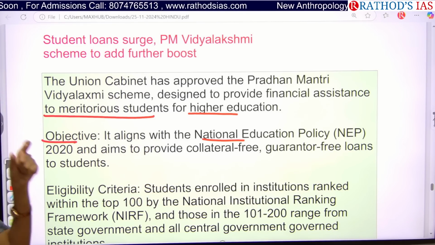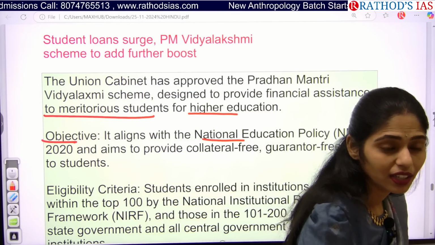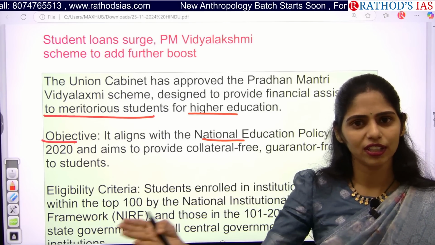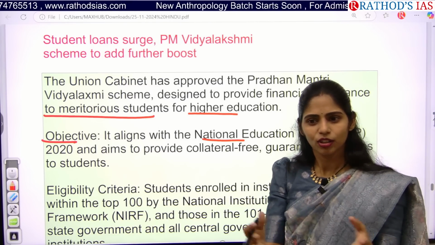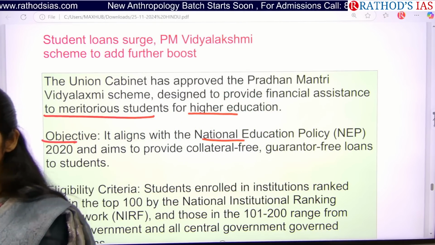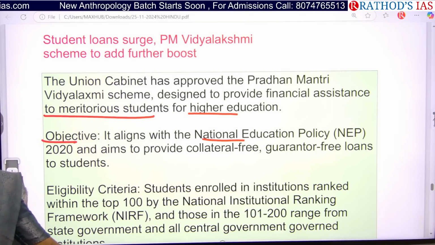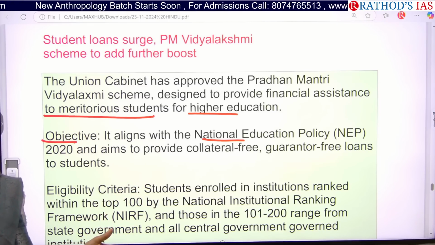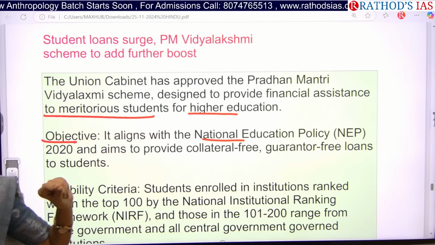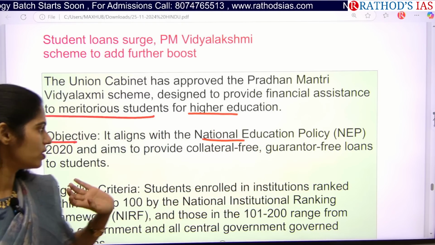So what is the meaning of collateral? Collateral means you have to keep some security in the bank. For example, you can keep gold, or any documents of land or house, anything property based that you keep in the bank, and you get the money against that property. That is called collateral. But under this scheme they are going to provide collateral free loans. That means there is no need to keep any documents in the bank, but you can get loans.